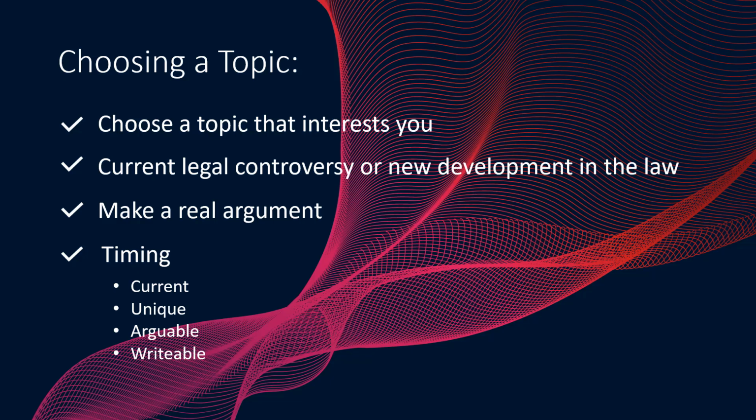It could be a circuit split, an argument for legal reform, or a challenged piece of legislation. Make a real argument. Authors are passed over for publication when their article fails to make a real argument. When selecting a topic, you do not necessarily have to know what your argument will be, but you do need to select a topic for which an argument can be made.